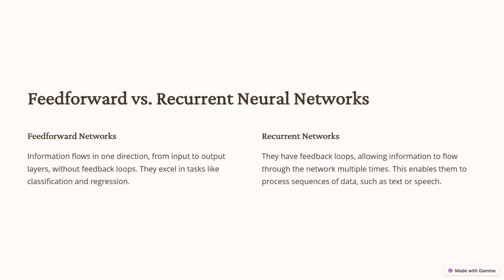Then let us see what feed forward versus recurrent neural networks are. In a feed forward network, the information flows in one direction from the input to the output layer without any feedback loops. They excel in tasks like classification and regression. Then recurrent neural networks have feedback loops that allow bidirectional flow of information. This enables them to process sequences of data such as text, speech, etc.